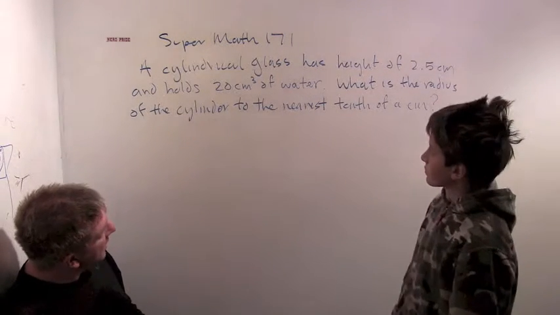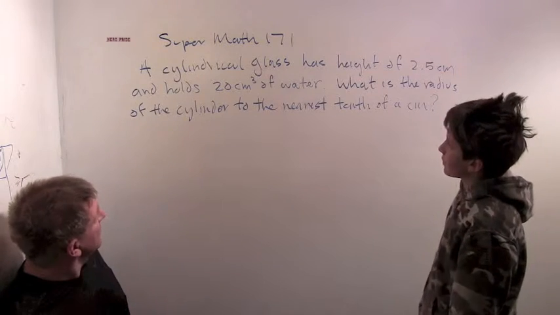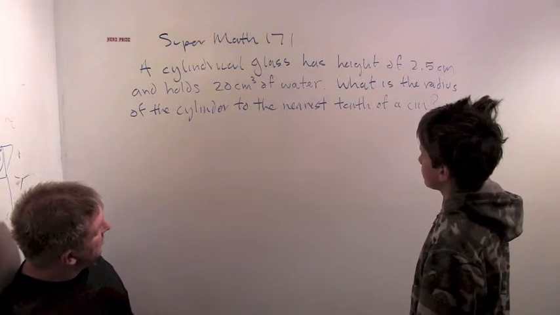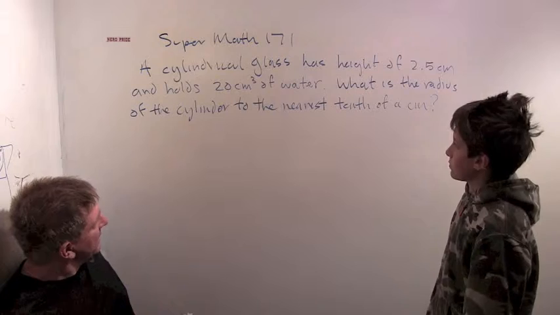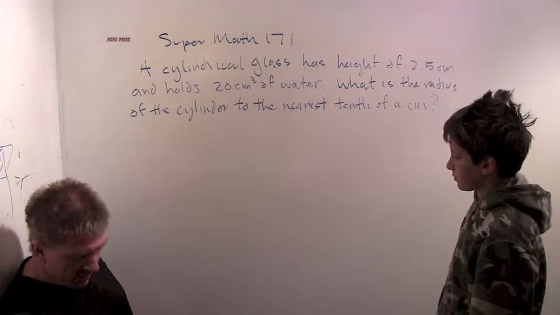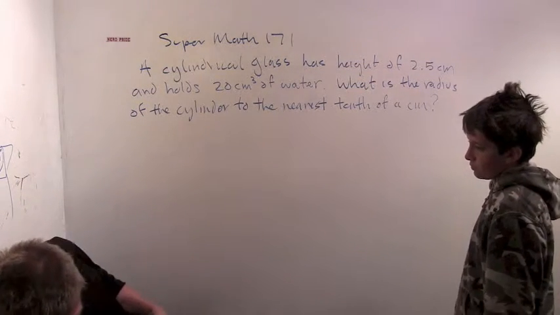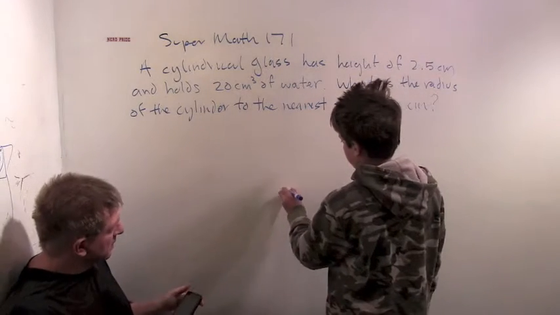A cylindrical glass has a height of 2.5 centimeters and holds 20 centimeters cubed of water. What is the radius of the cylinder to the nearest tenth of a centimeter? I guess we're going to need a calculator right at the end.